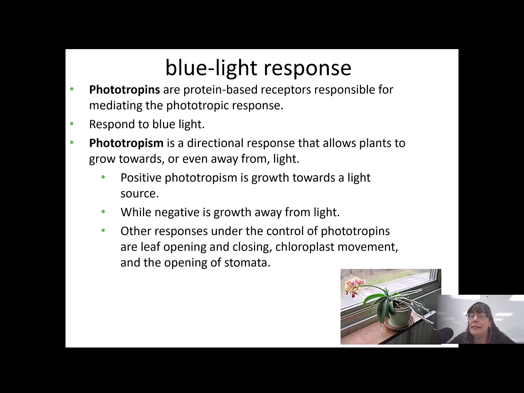The blue light response is the next one to list. Phototropins are protein-based receptors that are responsible for mediating the phototropic response. So as I had said earlier, plants respond to light positively. They grow towards it for the most part. They respond to blue light. So phototropism is that directional response that allows plants to grow towards, sometimes away from, but usually towards the light. Positive phototropism, again, is towards it. Other responses are leaf opening and closing, chloroplast movement, and then the stomata opening and closing.